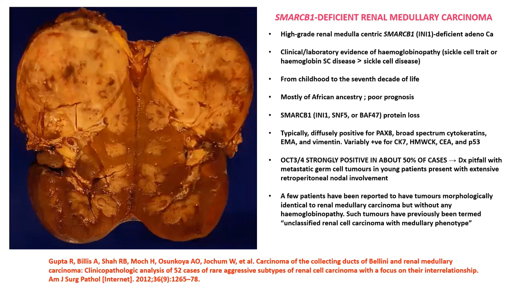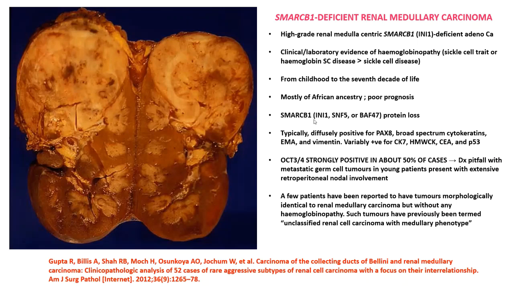Coming to SMARCB1 deficient renal medullary carcinoma. Now, this is a very important carcinoma to keep in mind because it has a very characteristic association with a sickle cell hemoglobinopathy. So many of these patients will be asymptomatic sickle cell trait carriers. That's an important thing to keep in mind. So definitionally, this group of SMARCB1 deficient renal medullary carcinoma will have a history of a hemoglobinopathy, which is often a sickle cell trait, but could sometimes also be sickle cell disease. And the age group is wide, starting from childhood to the 7th decade of life, and often seen in African patients.